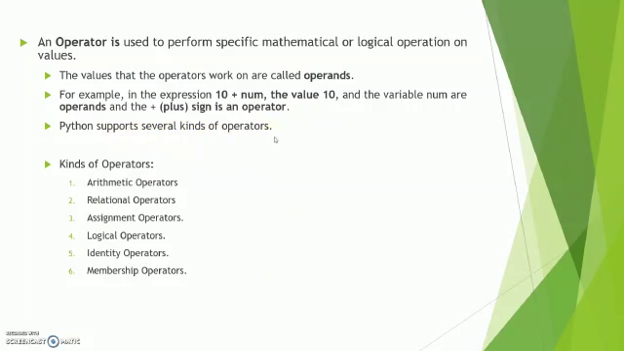Python supports several kinds of operators. So in the Python programming language, we can use different kinds of operators. Some of these are arithmetic operators, relational operators, assignment operators, logical operators, identity operators, and membership operators. Now we will look at examples and the kind of operator each one of these is.